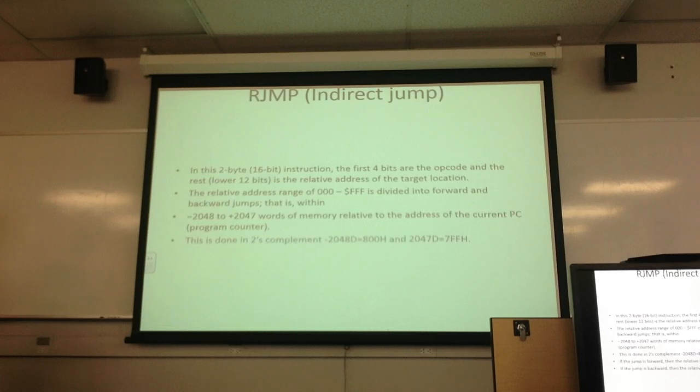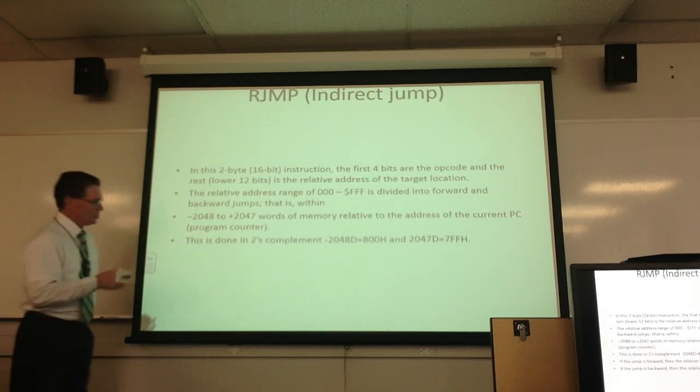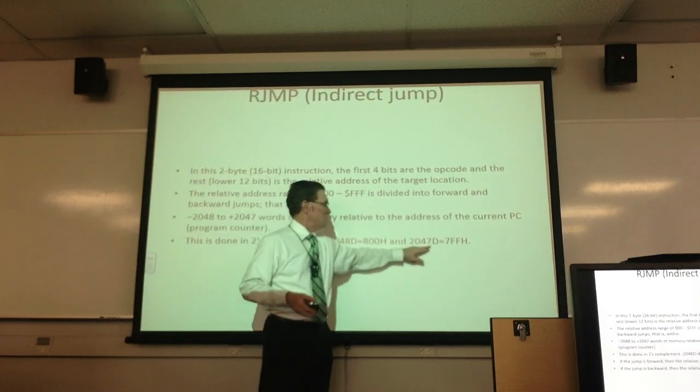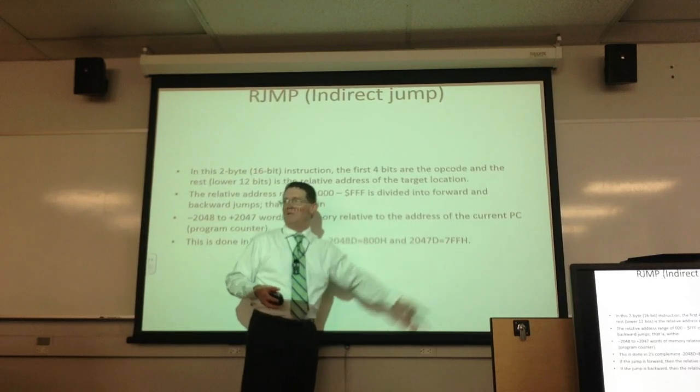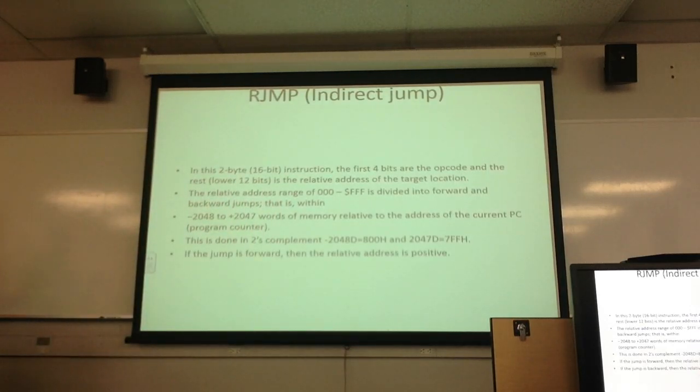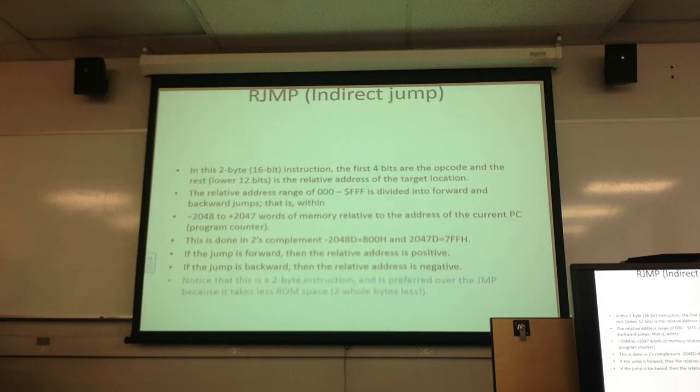It's done by looking at the 2's complement. If I take the 2's complement of minus 2048, it's 800, and 2047 is 7FF. Divine intervention, somebody's knocking up there. All right. If the jump is forward, the relative address is positive. You're going to be jumping down in the code. If the jump is backwards, then the relative address is negative because you're going backwards. Okay. And it's the 2-byte instruction that's preferred to the JMP.